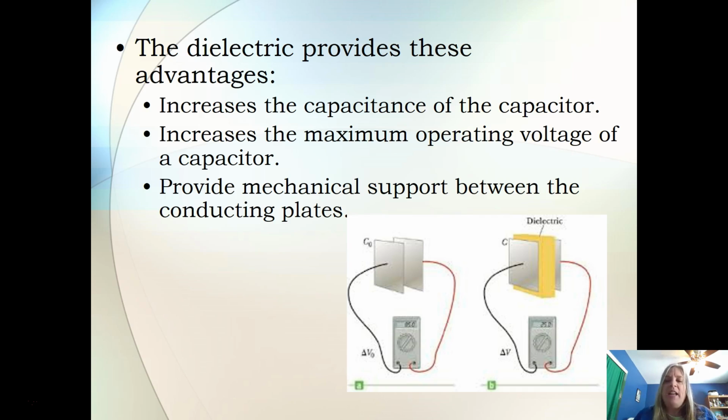So a dielectric provides numerous advantages. One, it increases the capacitance of the capacitor. The second thing it does is it increases the operating voltage of the capacitor. There's a certain voltage that a capacitor can handle, and when I put a dielectric in there, I can dial up the voltage before the capacitor breaks down. The third value of a dielectric is that it provides mechanical support. It keeps those plates from touching each other and discharging. So lots of advantages to having a dielectric. And in fact, every commercial capacitor has a dielectric inside it.